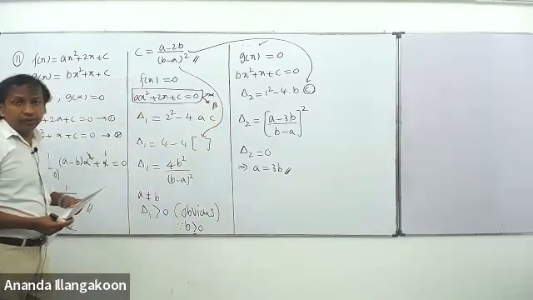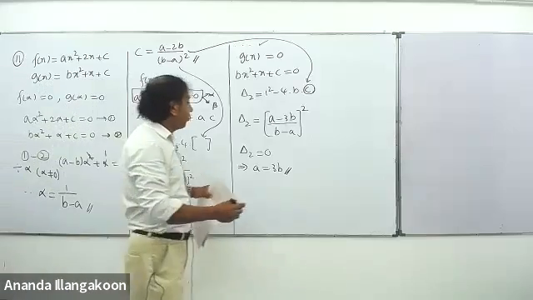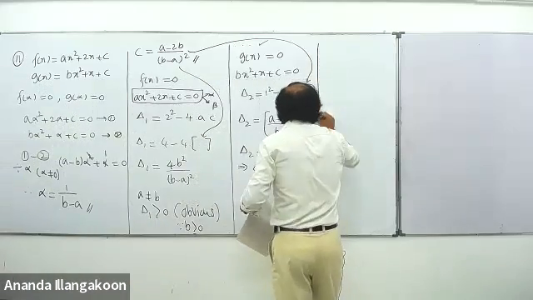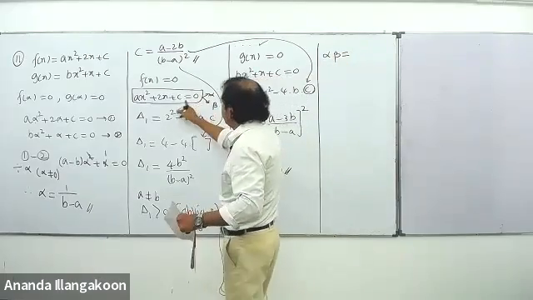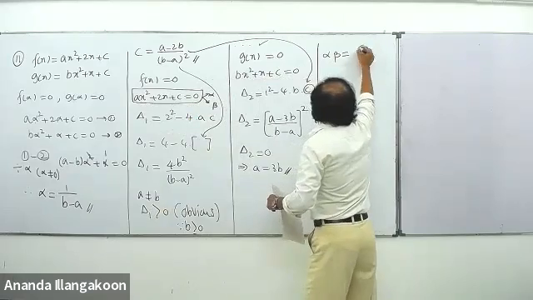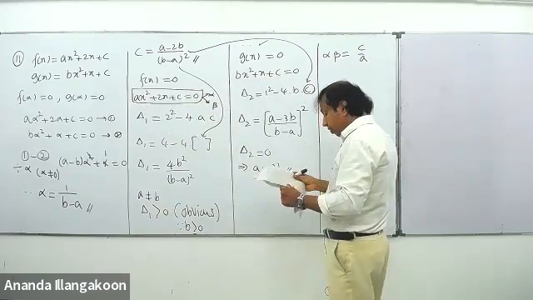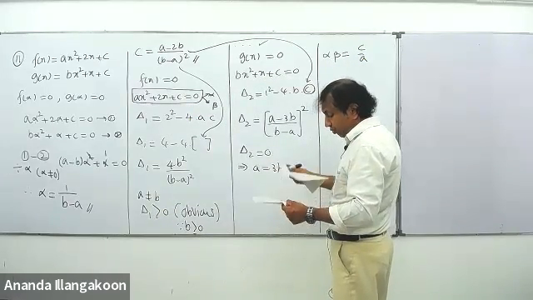Right, people? Then you know the alpha beta product you can write. What is that? C divided by A. What is it asking there? It is asking to find beta, right?